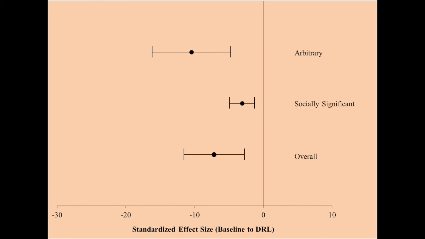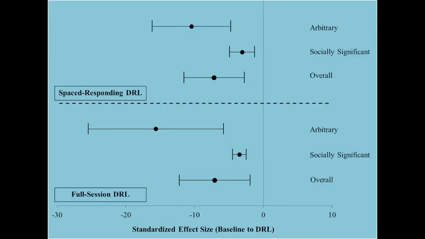Everything I showed you in these past 5 videos can be replicated for the full session DRL. So just start over at video 1, but select the cases that are full session DRL and follow all the same steps. I'm not going to go through that step by step, but I do want to show you the main result just for fun. This is the forest plot comparison for the full session DRL and the spaced responding DRL with the moderator of the target response type. And so the results are very similar. Not surprisingly, there's no statistical difference between the two types of DRLs.